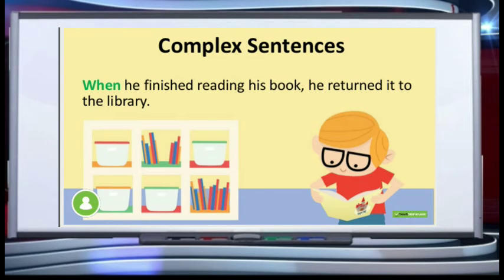Let's take a look at an example of a complex sentence. When he finished reading the book, he returned it to the library. So over here, students, the subordinate clause is when he finished reading the book, because this is not complete. This doesn't make complete sense. It is dependent on the main clause to complete its sense. He returned it to the library is the main clause or the independent clause in this particular sentence.